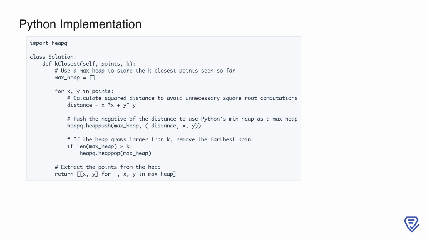If the heap size exceeds k, we remove the farthest point using heap.heappop to maintain only the k closest points. Finally, the method extracts the points from the heap by iterating over its elements and returning a list of x, y coordinates. The result is the k closest points to the origin.